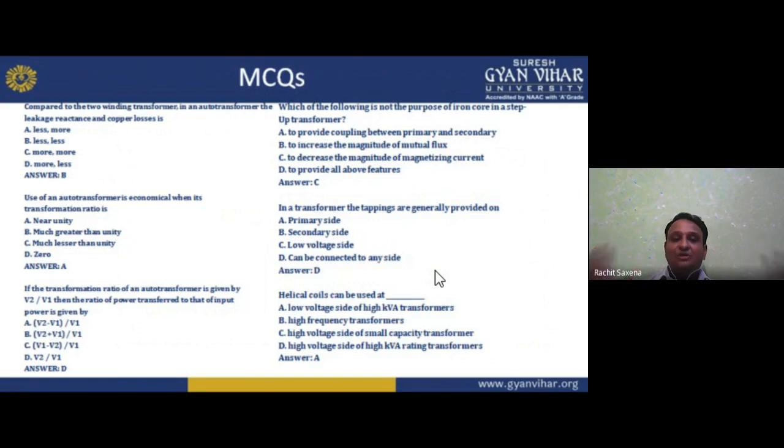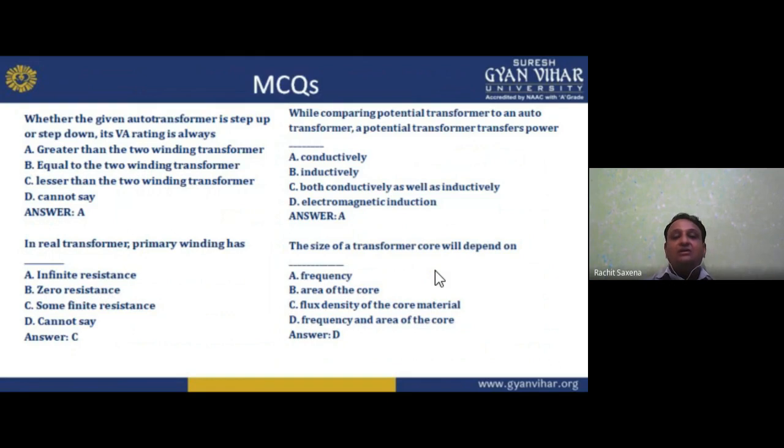All these they are doing. Now in a transformer, the tappings are generally provided on both sides, primary and secondary. So option D, can be connected to any side. Helical coils can be used on the low voltage side of high kVA transformers. Now, whether the given transformer is step up or step down, its rating is always greater than the two winding transformer, equal to the two winding transformer, lesser than the two winding transformer, or cannot say. So option is C, greater than the two winding transformer. In a real transformer, the primary winding has infinite resistance, zero resistance, or some finite resistance. So some finite resistance. Option is C.